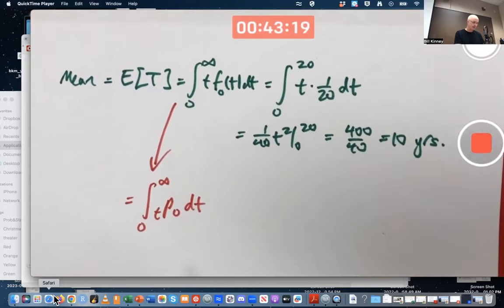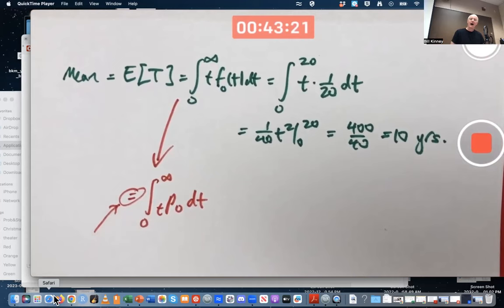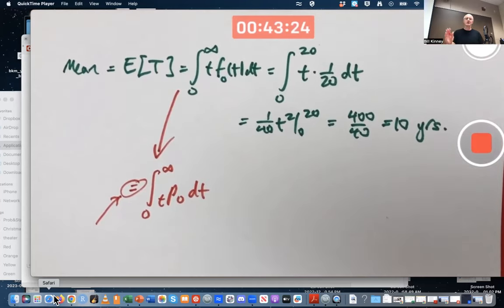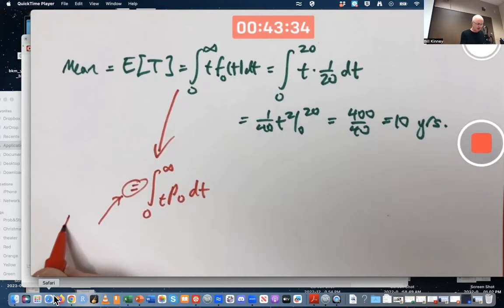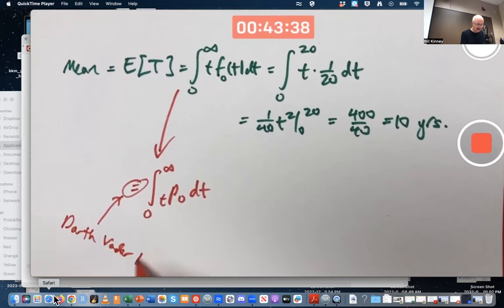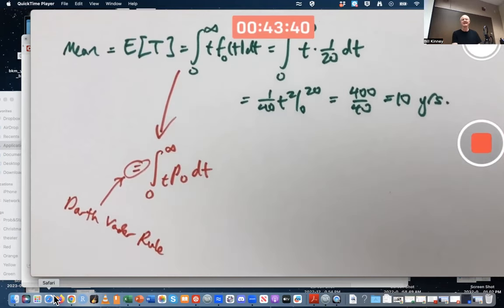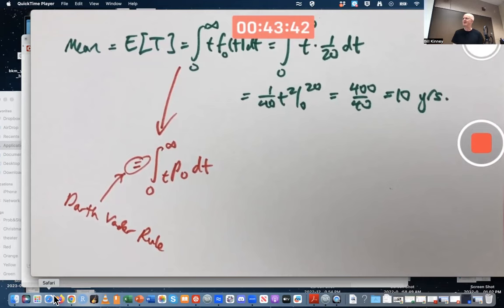But this has got a name. I have no idea the origin of this name. I should look it up. I think maybe nobody in the world knows the origin of this name, but it's stuck. But I love the fact that it's stuck. It's called the Darth Vader rule. Why? I have no idea. Darth Vader rule. You can look it up. What's the Darth Vader rule in actuarial science?